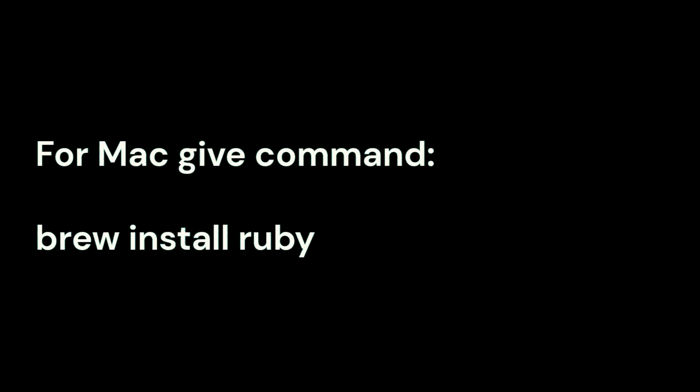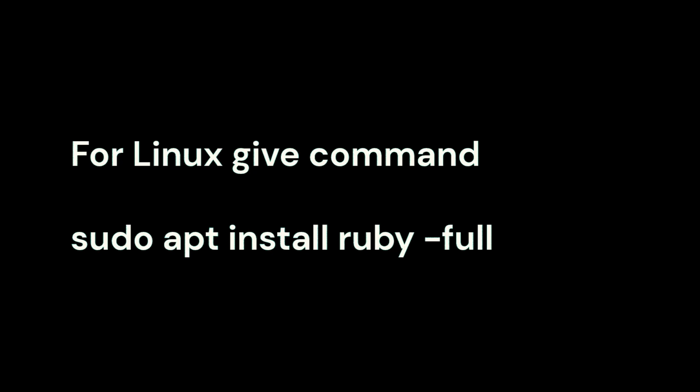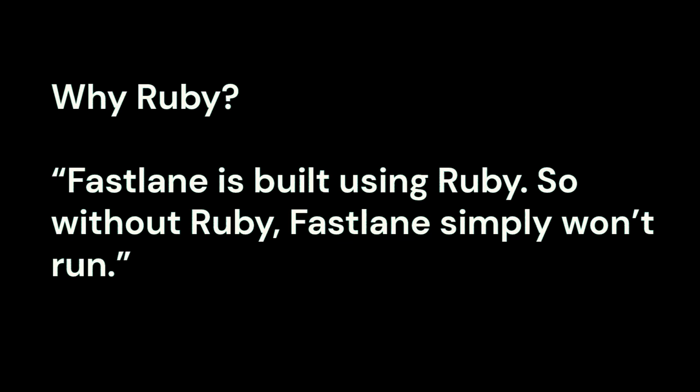For Mac, give command brew install Ruby. For Linux, give command sudo apt install ruby-full. Why Ruby? Fastlane is built using Ruby. So without Ruby, Fastlane simply won't run.